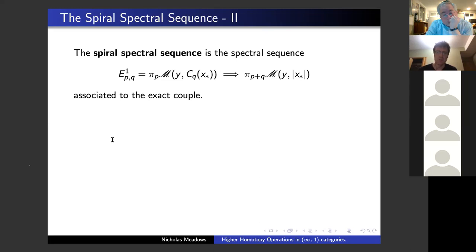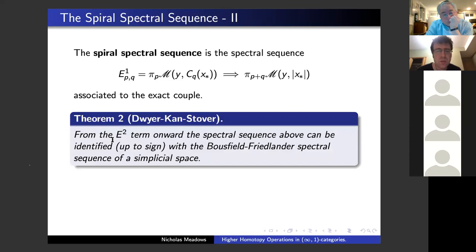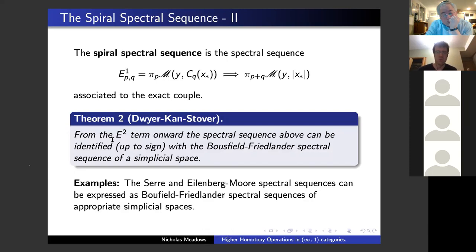And this spectral sequence gets identified with a very general construction in algebraic topology called the Bousfield-Friedlander spectral sequence of a simplicial space. And in fact, a lot of important spectral sequences in algebraic topology can be expressed as Bousfield-Friedlander spectral sequences.